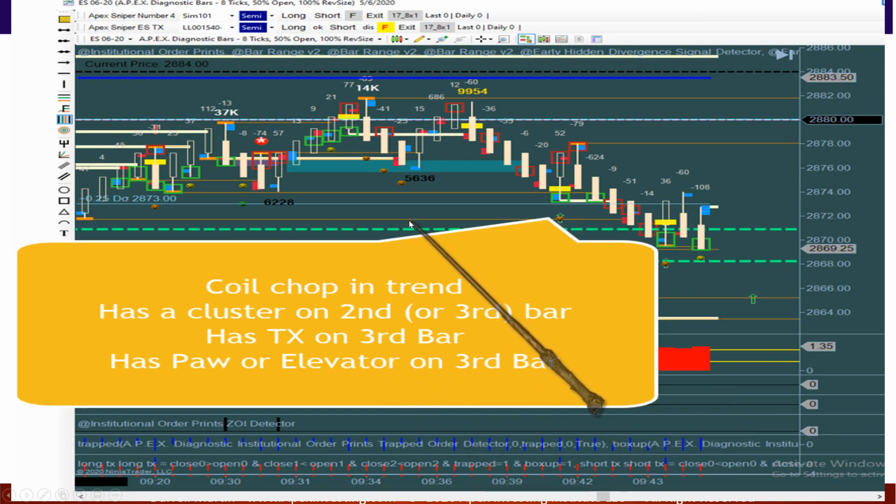So here's one in a downtrend. This one went up, almost made a higher high, which is excellent, right near the high. Trended down, then up, then down. And if we look, we got a cluster. We have a trapped X box with a paw for the down move.